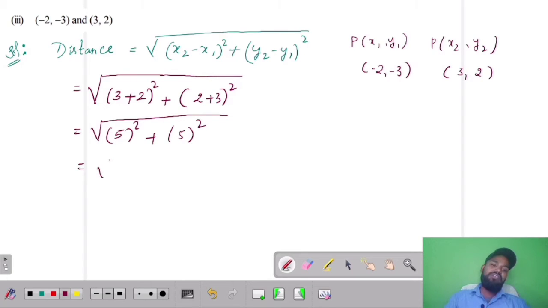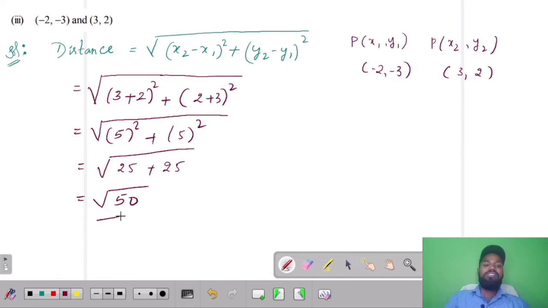So 5 square is nothing but 25, plus 5 square, which is 25. So 25 plus 25 is nothing but 50. So this is your answer.